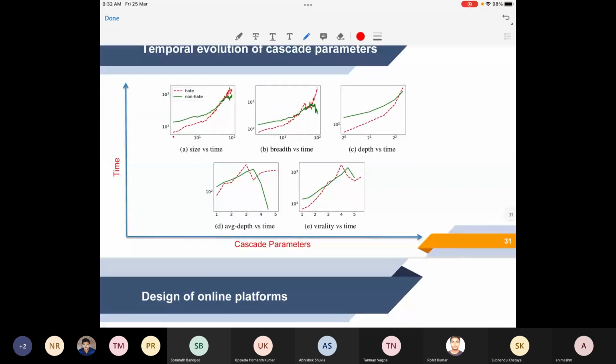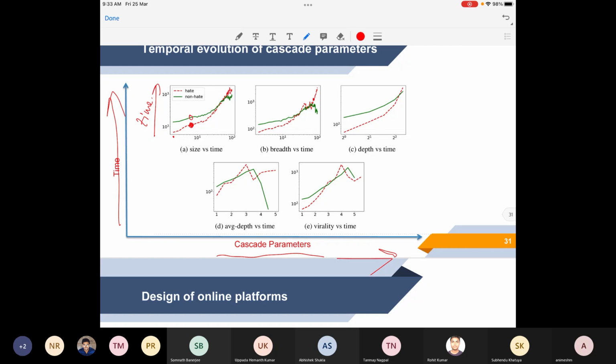So we also looked into some temporal plots, where on the x-axis you look at the cascade parameters, and on the y-axis you always see time. What you observe is that the time required to reach a particular size by the hateful community is much smaller compared to that of the non-hateful community. So recall that this is time. The time required to reach a specific value of size is much smaller.